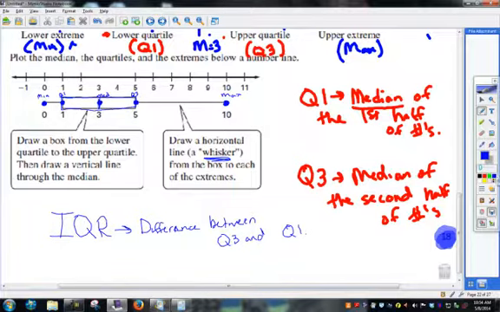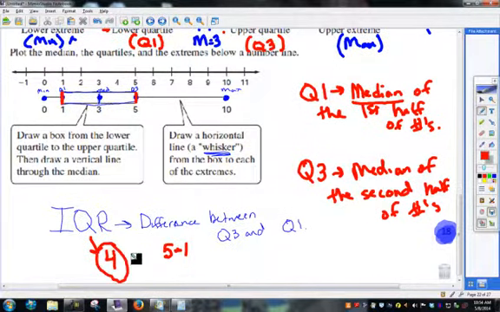Interquartile range. We know that when we learned range earlier this year, we learned it as the difference between the maximum and minimum. Well, the interquartile range is the difference from Q1 to Q3. And since we know that difference means minus, we do 5 minus 1, Q3 minus Q1, and we know that our IQR is 4. So we just did everything to do with it.